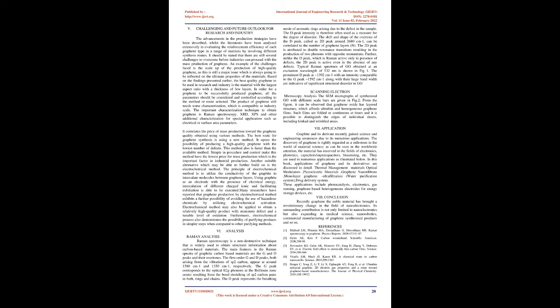The principle of electrochemical method is to utilize the conductivity of the graphite to intercalate molecules between graphene layers. Using graphite as an electrode with the presence of electrical energy, intercalation of different charged ionic species and facilitating exfoliation is able to be executed. Many researchers have reported that graphene production by electrochemical method exhibits a further possibility of avoiding the use of hazardous chemicals by utilizing electrochemical activation.